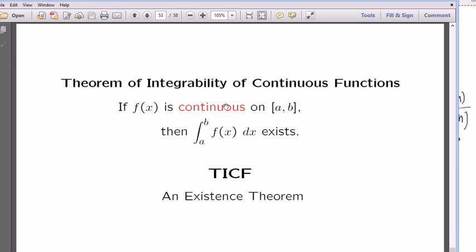If a function is continuous on the interval a to b, that thing I was talking about, this involves consideration of all possible partition methods and choices of high points. Doesn't matter. They all go to the same value as long as the function is continuous. Even if it's a nowhere differentiable, crazy fractal shape function, they still go to the same value. So I'm going to call it TICF, Theorem of Integrability of Continuous Functions.